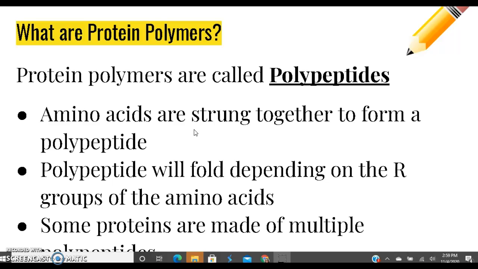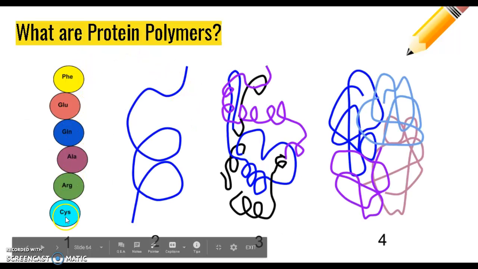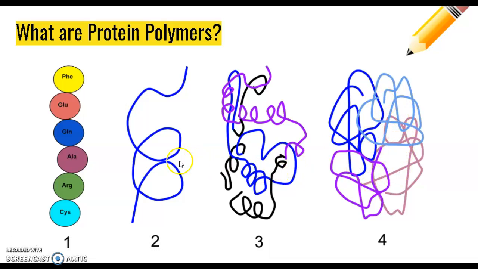Some proteins are also made of multiple polypeptides. So we have a string of amino acids. That string will start to fold and twist until we have a unique three-dimensional shape. And then sometimes we can even add more polypeptides in order to complete the protein.